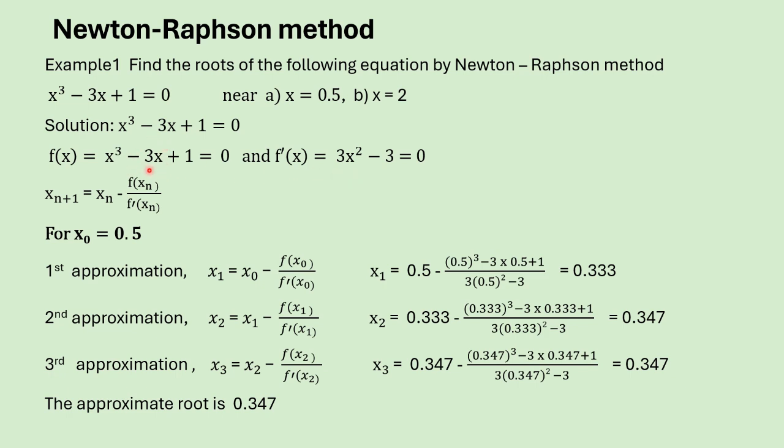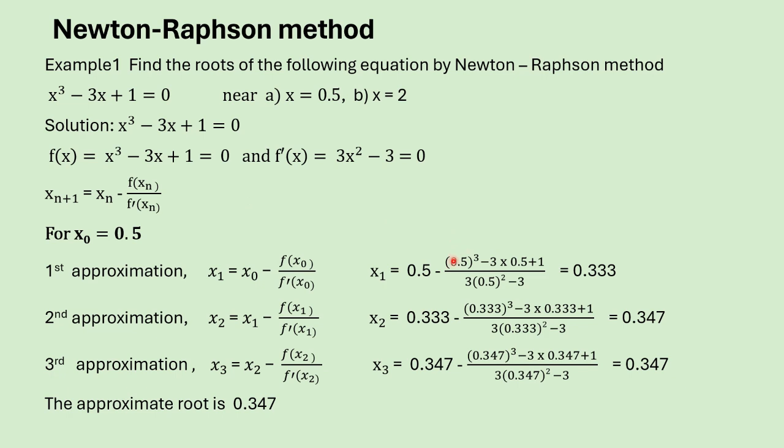We know the formula is x(n+1) is equal to x(n) minus f x(n) divided by f dash x(n). In the first case x is equal to 0.5, so we keep x naught is equal to 0.5. Now let's start the iteration. For the first approximation, we keep x1 is equal to x naught, where x naught is 0.5. So in f of x, we have to place the value of x naught, that is 0.5, and we get this.